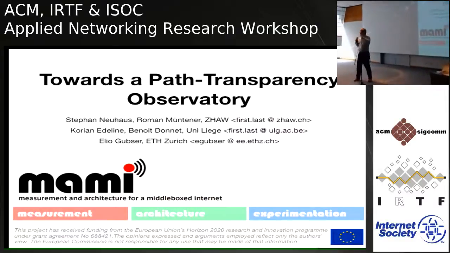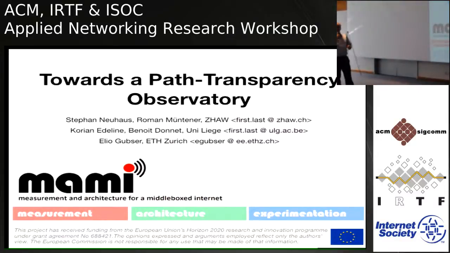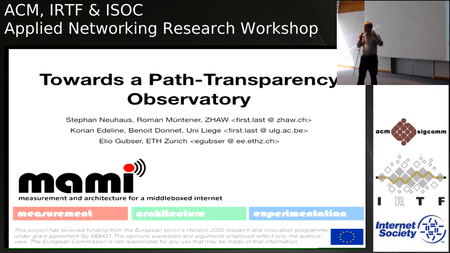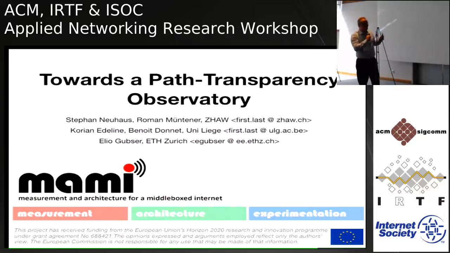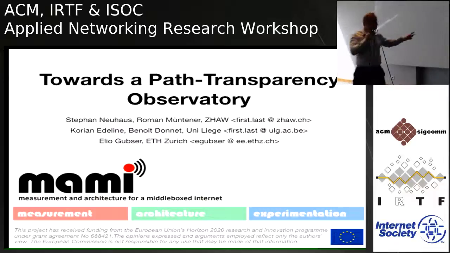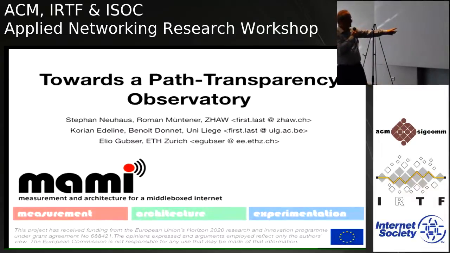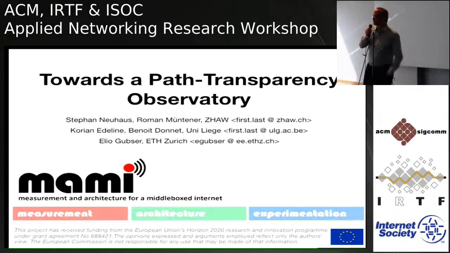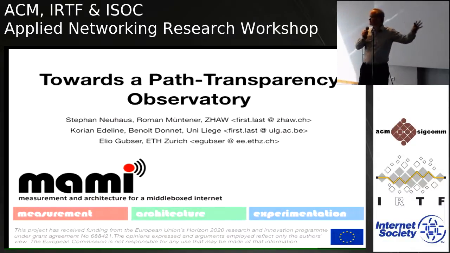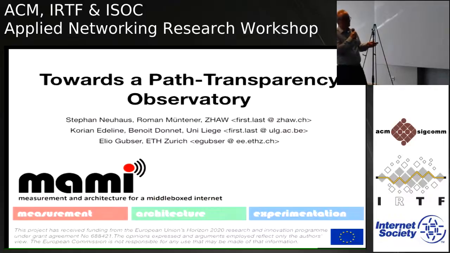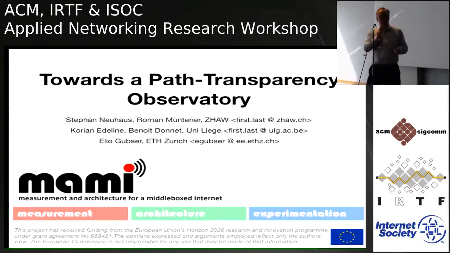So Brian already explained to you what path transparency is, but I'm a security guy, so I have to have simple things explained, and I will explain them to you as well. Again, we are part of a project called MAMI, which is Measurement and Architecture for a Middle-Boxed Internet. We have 3 large areas: measurement, architecture, and experimentation. I'm in measurement, which means that all my slides are going to be slightly red. And so what is the problem that we're trying to address?